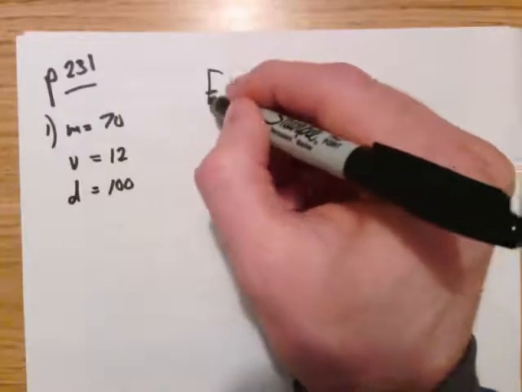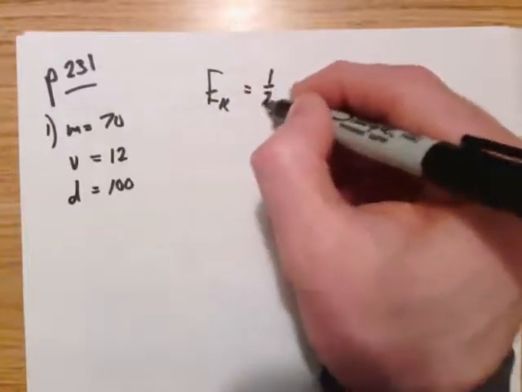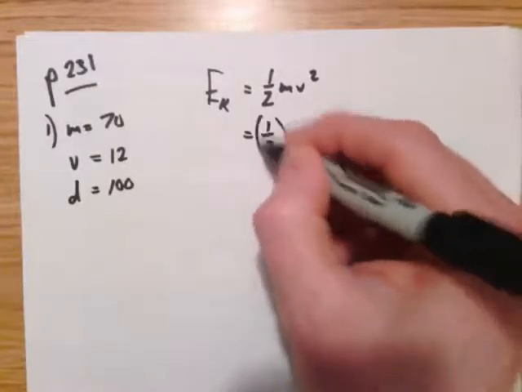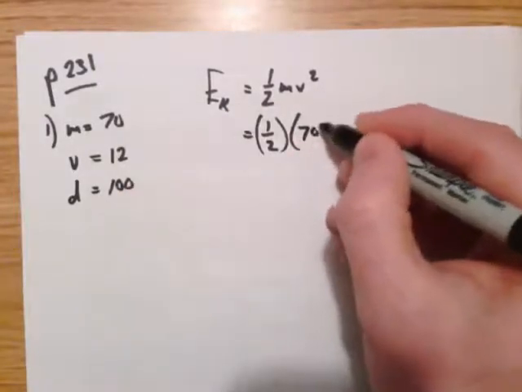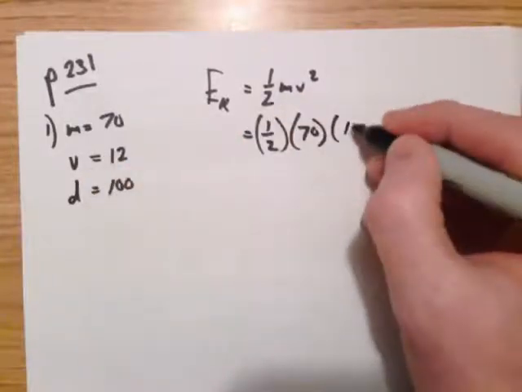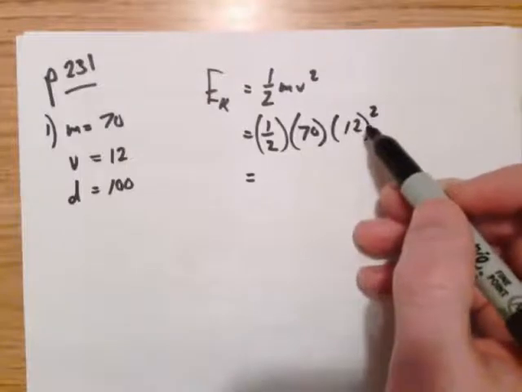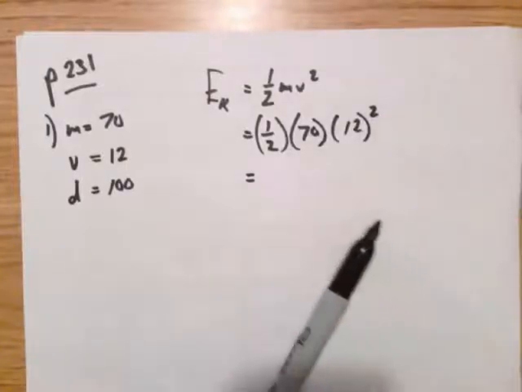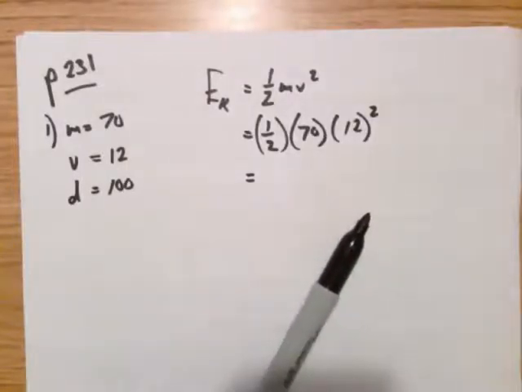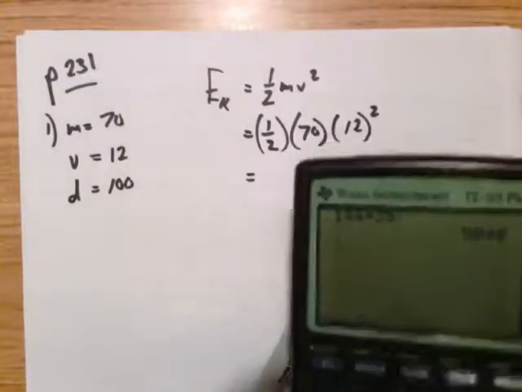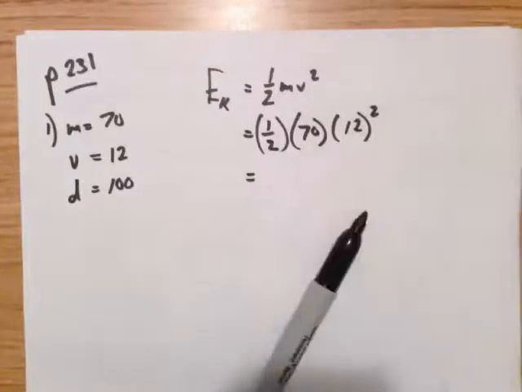So EK equals 1/2 mv squared. That's 1/2 times the mass, which is 70, times the velocity, which is 12 squared. 12 squared is 144, half of 70 is 35, so 144 times 35 is 5,040.